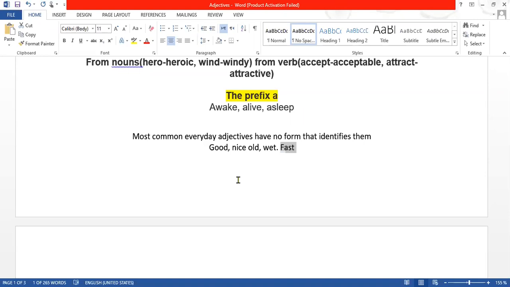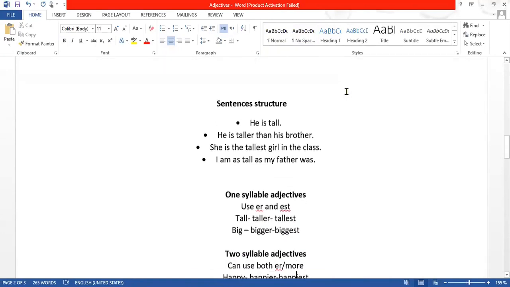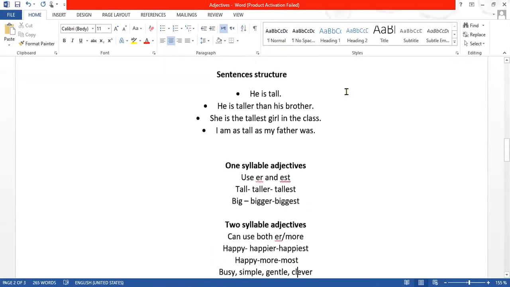So again, to sum up, we have adjectives that end in suffixes, and we studied those suffixes, like ious or ly or ary. These kinds we can identify very easily. But then there are certain adjectives which we cannot identify. We will identify them when we use them in a sentence. Okay, so remember sentence structure, you have to learn this.